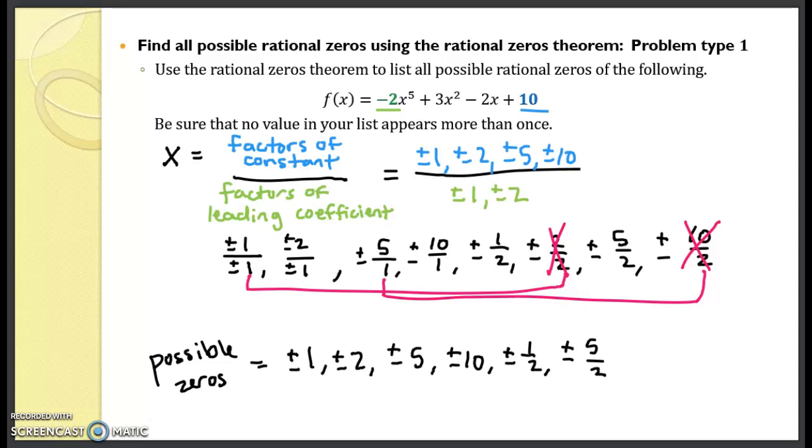Now remember, these are possible zeros. These aren't actual zeros. Right? These are possible rational zeros for our polynomial.